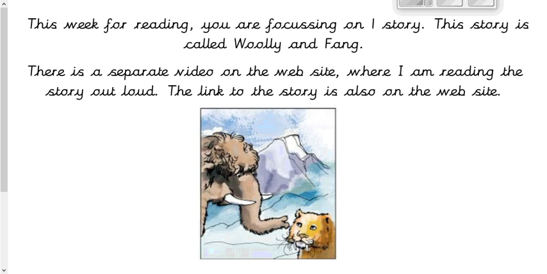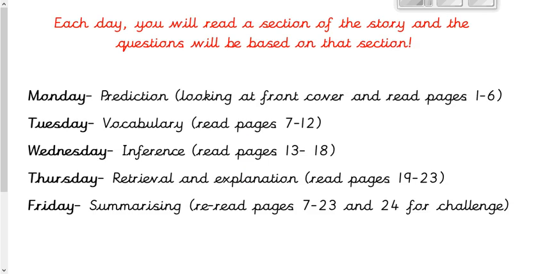So this week, this is how it's looking. Today on Monday, you're doing prediction. Don't read the book, look at Monday's task first, because you're going to be predicting what you think might happen in the story. Please do Monday's task before you read anything, and then it will tell you which pages to read on the questions for Monday. Then Tuesday, you're looking at vocabulary, so you're reading pages 7 to 12 on that day. Wednesday is inference, Thursday retrieval and explanation, and Friday is summarizing.